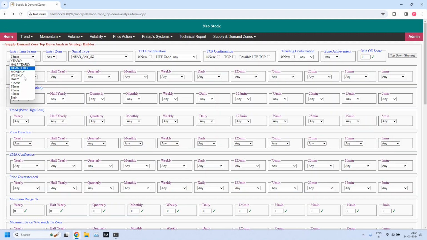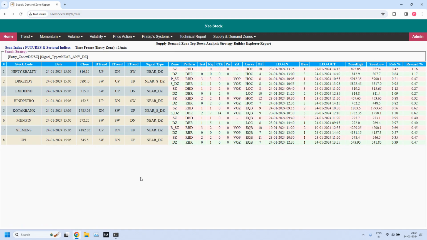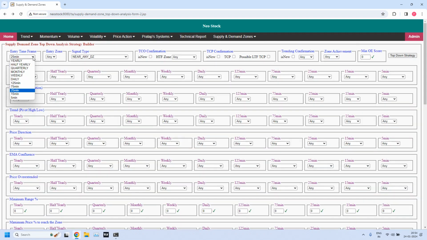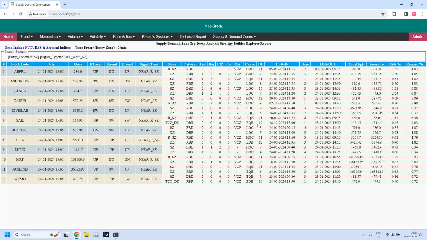Now let us change the time frame to 25 minutes time frame. Let us find the stocks near 25 minutes demand zone. These 8 stocks are filtered. So let me go back. 25 minutes time frame. Let us find the stocks near 25 minutes supply zone. These 12 stocks are filtered.